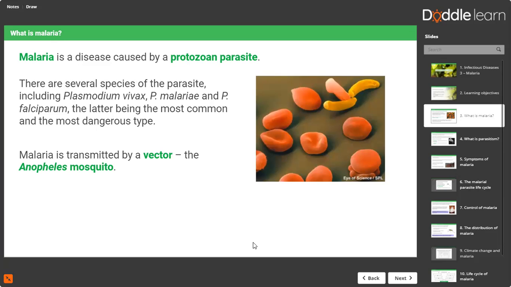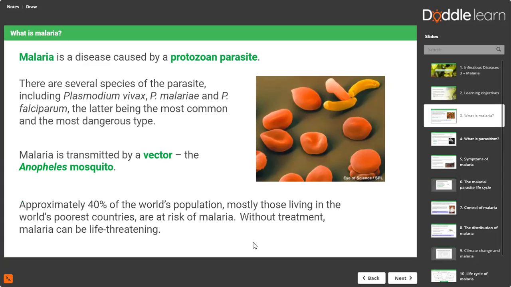Now, vector is really important. So most people say, oh, mosquitoes are what give you malaria. They do, but they transmit it. So the mosquitoes carry the parasite, but they are the vector, they are what hold it, and then we become the host. It's very similar to the mechanisms of the Black Death with the plague, and how people thought it was a rat that was giving them it. Yes, it was the rats, but it was actually a parasite that was living on the rats. So approximately 40% of the world's population, and generally those living in the poorest countries, are at risk of malaria. And without treatment, malaria can be very life-threatening.